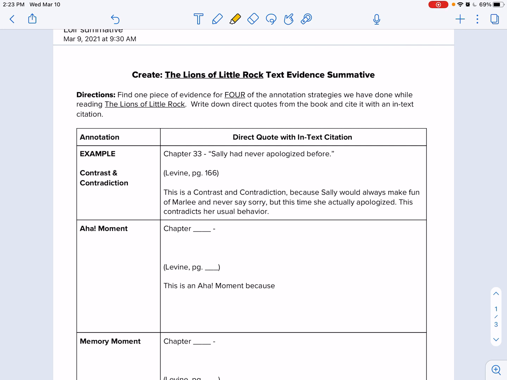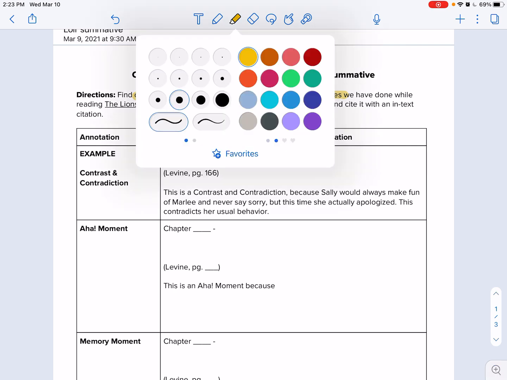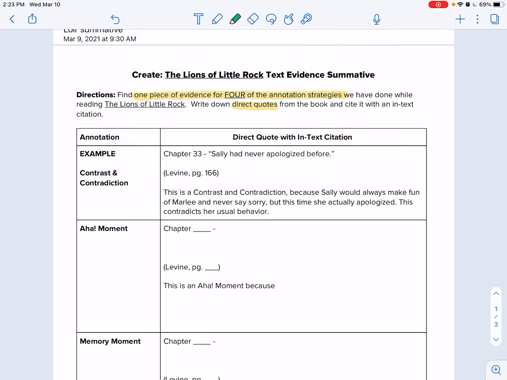All right, so the directions say you're finding one piece of evidence for 4 of the annotation strategies. Only 4. Write down direct quotes from the book and cite it with an in-text citation. So what does that mean? Let's take a look at this example. The example uses contrast and contradiction.